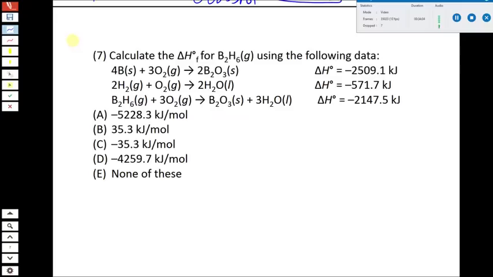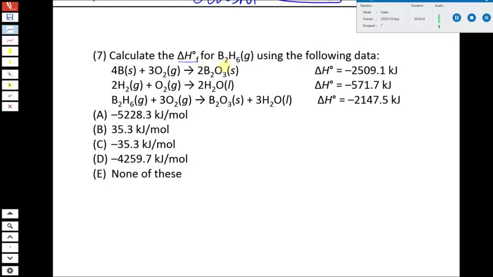Number 7 is one of the other major ways that we have for calculating delta H, which is using what's called Hess's law. So we want to calculate the enthalpy of formation for B2H6, and we're giving you 3 chemical equations here with known delta H. So we're giving you 3 thermochemical equations and asking you to find delta H for some other chemical equation. Now in this problem, we did not specifically give you the chemical equation that we're trying to find delta H for. But what we want is the delta H of formation for B2H6.